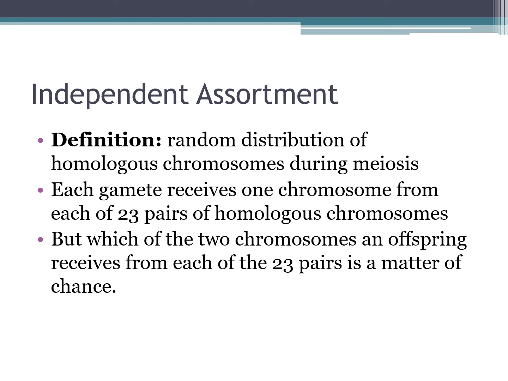One of them is called independent assortment. It refers to the random distribution of homologous chromosomes during meiosis. Each gamete, so sperm if you're male, egg if you're female, receives one chromosome from each of the 23 pairs of homologous chromosomes. But for the offspring, which one they receive from each of the 23 pairs is a matter of chance. Basically, you were born a winner because your dad's sperm reached your mom's egg and you are the result of that fertilization. So kudos, you won when you were conceived.